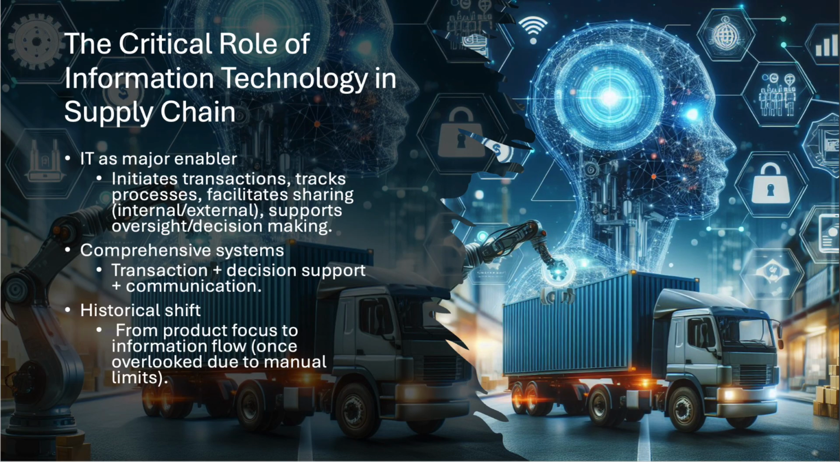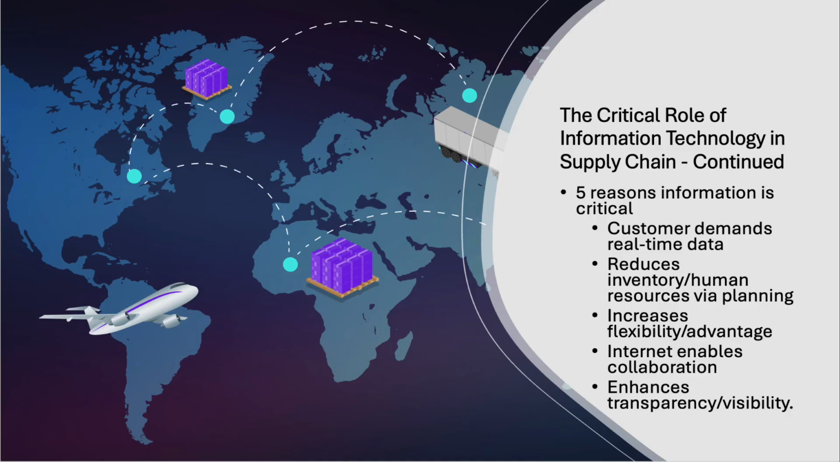There are 5 major reasons information is critical. First, customers demand real-time data. Customers want to know whether products are available, when orders will ship, and when deliveries will arrive. Second, information reduces the need for excessive inventory and human resources through better planning. If a firm has better demand and inventory visibility, it may not need to hold as much safety stock. Third, information increases flexibility and competitive advantage. A company with better information can respond faster to disruptions, demand changes, or customer requests.